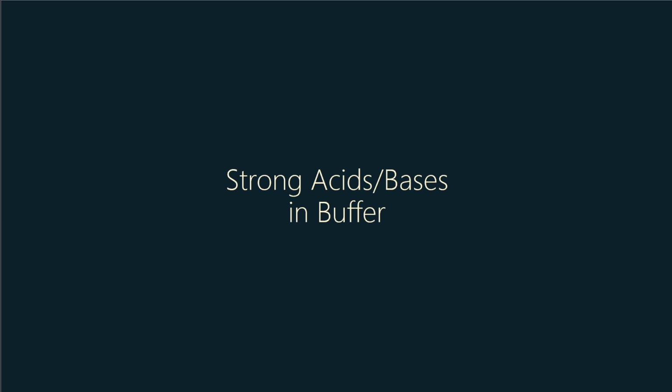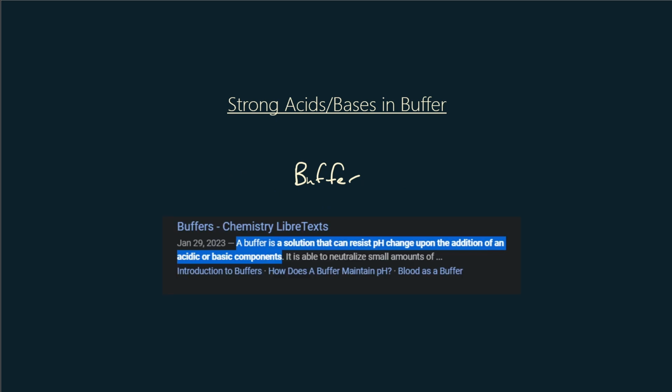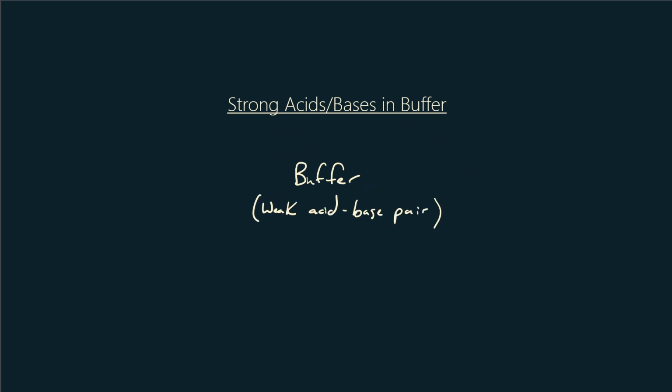In this video, we'll discuss strong acids and bases in buffer solutions. So what is a buffer? It's a chemical that, when we put in a strong acid like HCl or a strong base like NaOH, resists changes in pH. But how does it do this? Well, a buffer is nothing more than just a mixture of a weak acid and its base form.